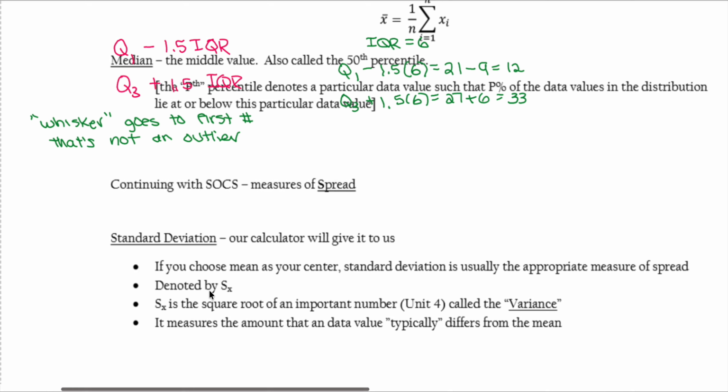It's denoted by S sub x. This is the symbol for standard deviation, and S sub x is the square root of an important number called the variance. So this is what we are going to cover in the future units. This is a magical term called variance, which I will explain in later videos, and it measures the amount that a data value typically differs from the mean.